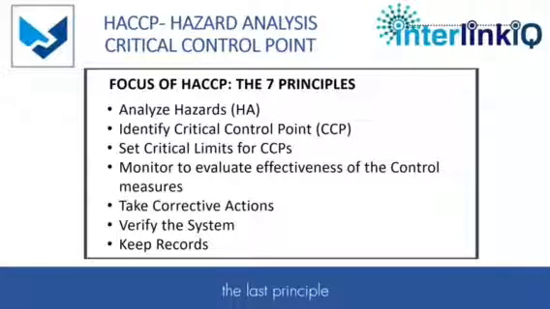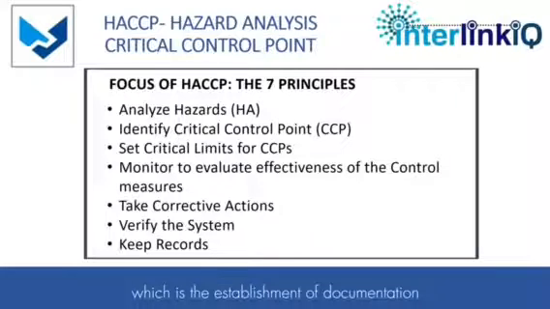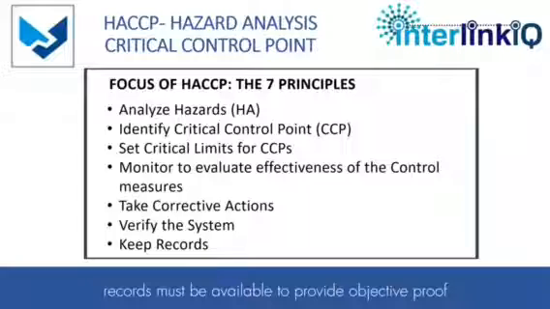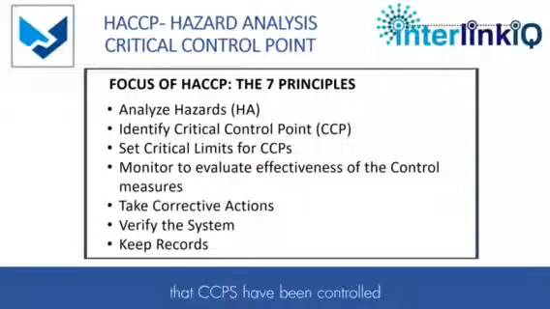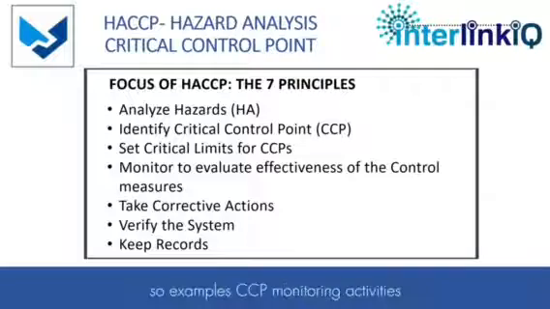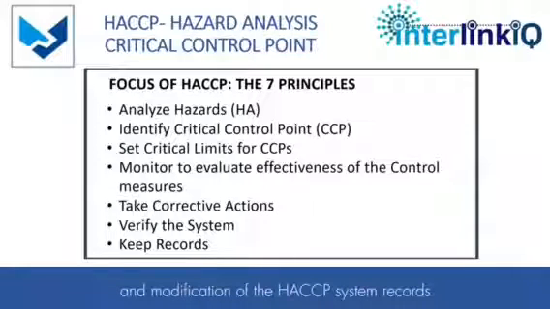The last principle, the Principle 7, which is the establishment of documentation and record keeping. Records must be available to provide objective proof that CCPs have been controlled. So, examples, CCP monitoring activities, deviation and corrective actions, and modification of the HACCP system records.